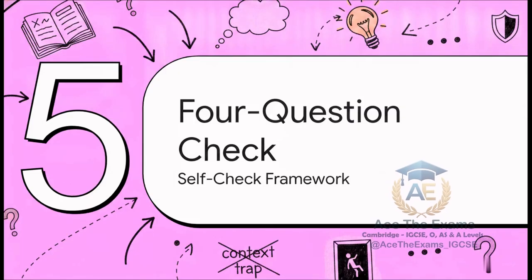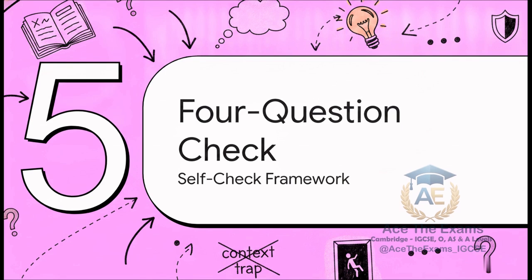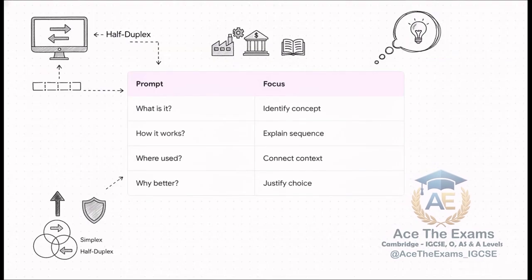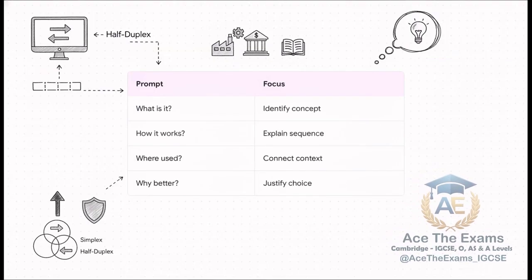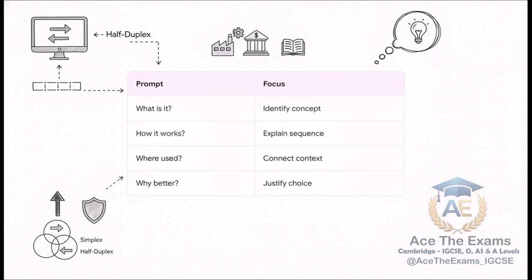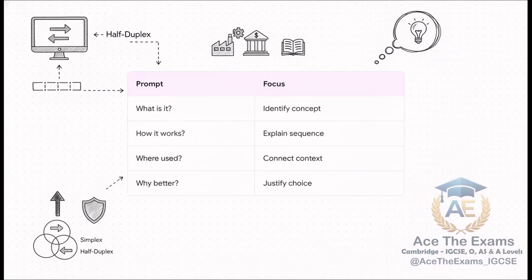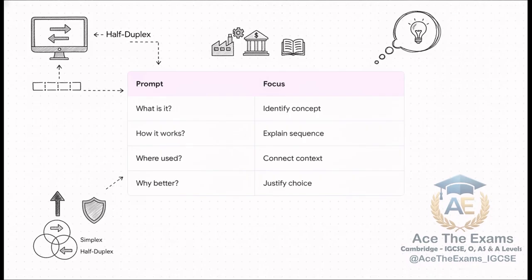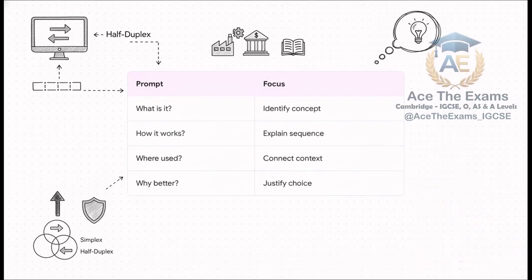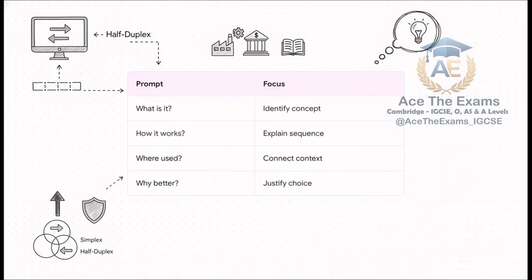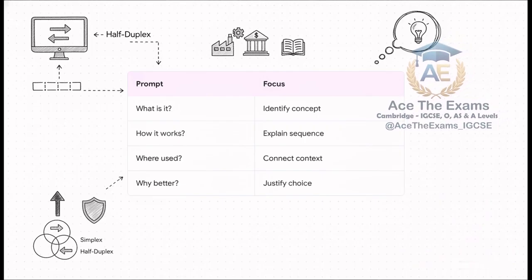Part 5, the 4-question check, the ultimate self-check framework. So how do we guarantee you never fall into the context trap again? This framework is simple but devastatingly effective. When you're revising, if you can't answer these 4 prompts out loud for a specific scenario, you are just not ready for the exam. Number 1, what is it? Identify the concept, like half duplex.